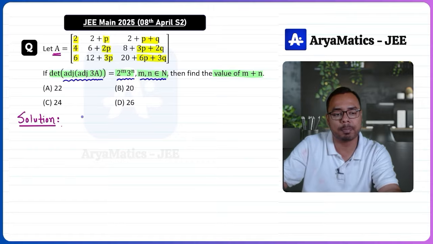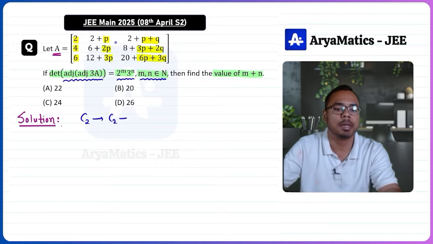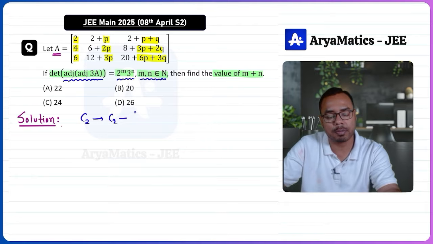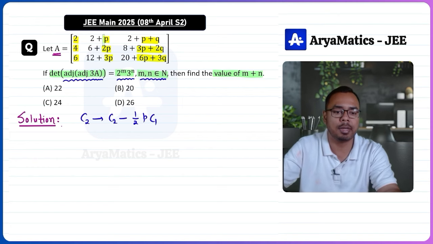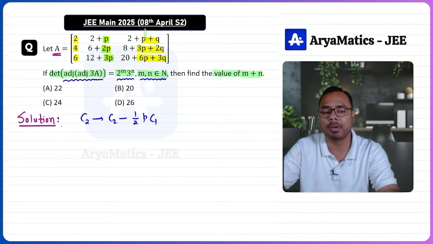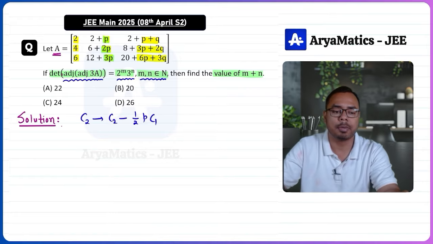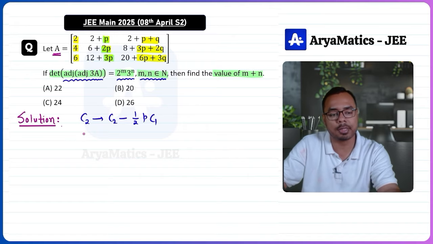If you want to get rid of P, then in place of C2, you can write C2 minus, and then 2, 4, 6, and here we have 1, 2, 3. So basically half of this column, multiplied by P into C1. That will get rid of these three terms P, 2P and 3P. Similarly, you can get rid of Q also and P from this third column. But here, because the determinant of adjoint of 3A is independent of P and Q, the determinant of matrix A must also be independent of P and Q.